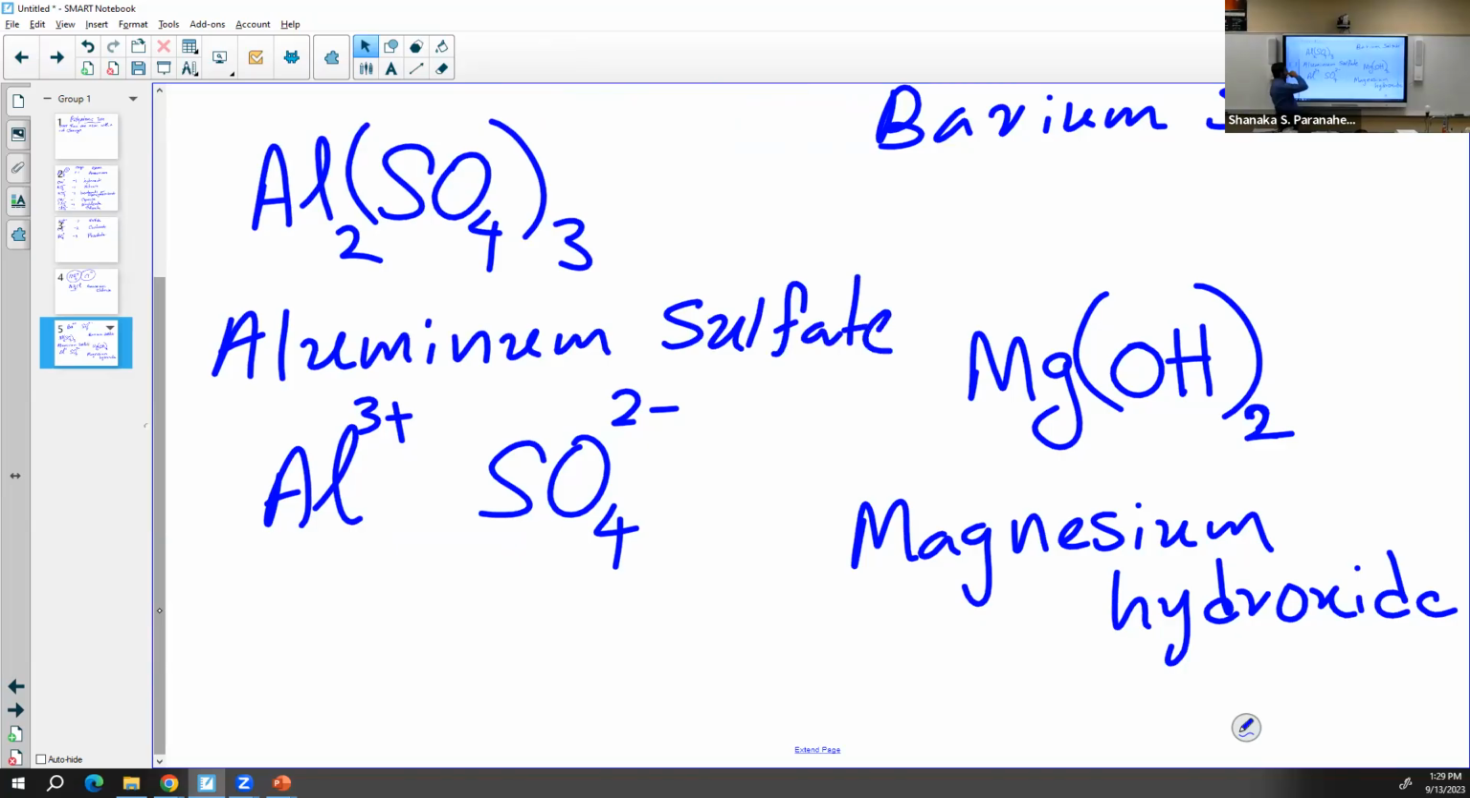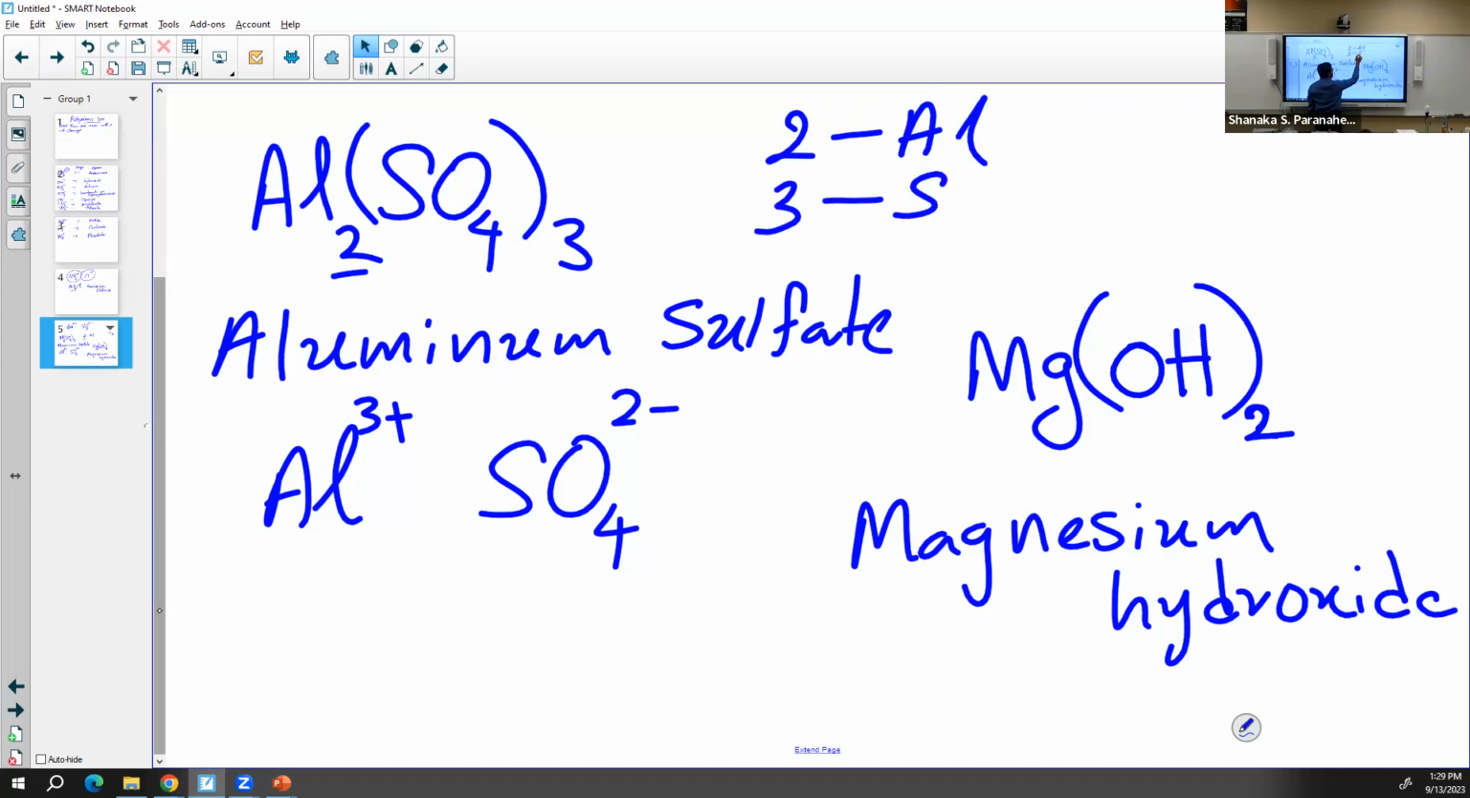Okay, so in this molecule, how many aluminum atoms are there? Aluminum atoms, how many? Subscript 2. How many sulfur atoms are in the molecule? This 3 belongs to sulfur, so it's 3 sulfur. It has 2 aluminum, 3 sulfur, and how many oxygen?